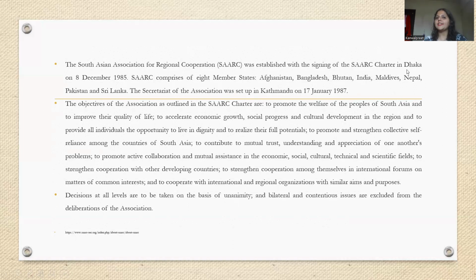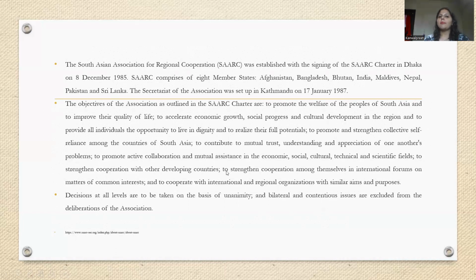SAARC full form, where it is, how many member countries are there, where it is set up, what are the objectives? To promote the welfare of the people of South Asia and improve their quality of life, to accelerate, speed up the economic growth, the progress and cultural development in the region, and to provide all individuals the opportunity to live in dignity and to realize their full potential, to promote and strengthen collective self-reliance. Okay, you should become self-reliant, Atmanirbhar Bharat, to contribute to mutual trust, understanding and appreciation of one another's problems. Okay, all the member countries.